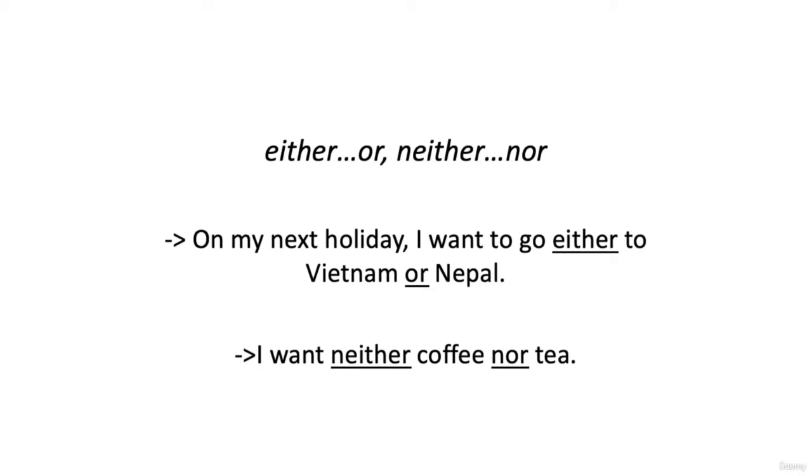For example, on my next holiday, I want to go either to Vietnam or Nepal. This sentence indicates that I want to go to Vietnam and Nepal, and I will choose one. I want neither coffee nor tea. This sentence means I don't want coffee, I don't want tea.